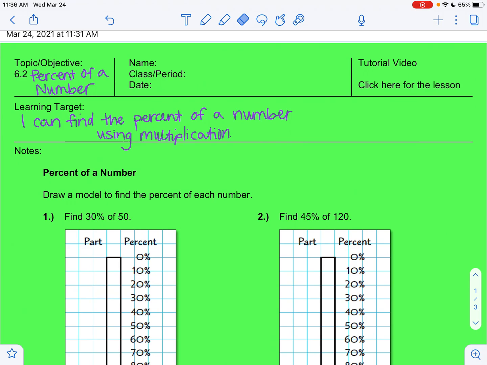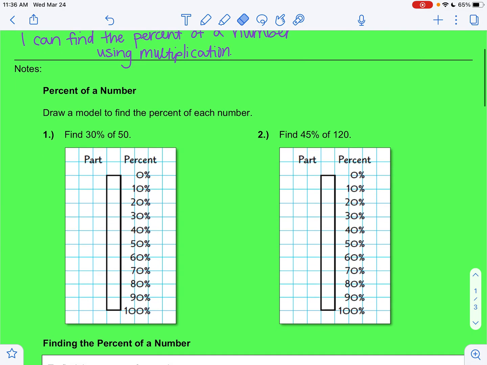Today we're going to continue on with Unit 6. This lesson is all about finding the percent of a number. So our learning target is I can find the percent of a number using multiplication. So let's go ahead and get started. We have two model problems to find the percent of the number, and then I'm going to teach you how to use an equation to figure out the answers.